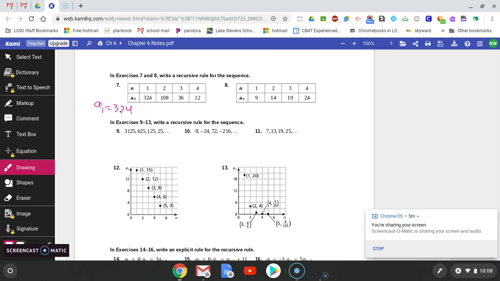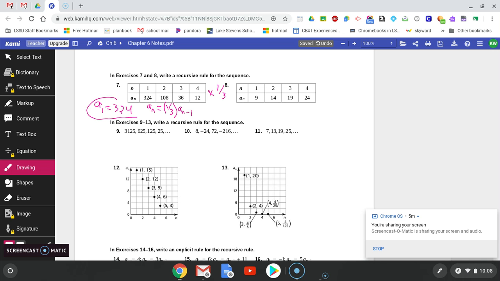Then you're going to say, to find the next term, which would be a sub n, what do you have to do? What's the pattern? So we need to identify the pattern. Well, to go from 324 to 108 to 36 to 12, we're dividing by 3, which is the same thing as multiplying by 1/3. So we know that this is going to be a multiplication pattern. So we're going to take 1/3 and multiply it by whatever the previous term was, which we say for the previous term is just a sub n minus 1.